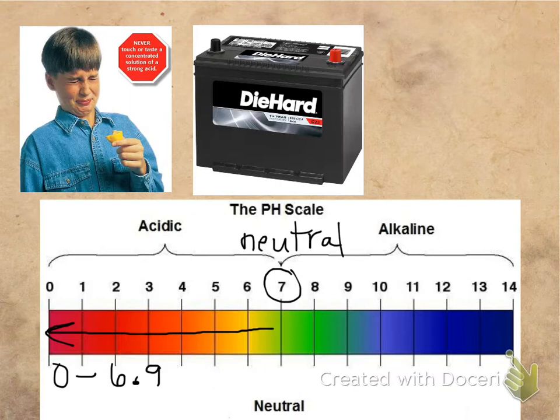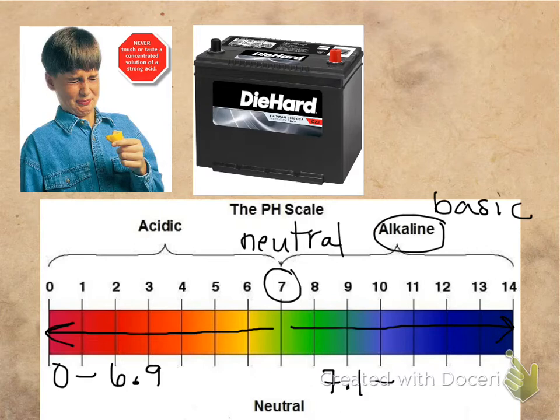Now on this scale, if you move over to the right, you can see that something is a base. Here they call it alkaline. Alkaline just means basic or a base. Okay, so as you move away from the 7 in the other direction towards the 14, you're becoming a stronger and stronger base. It's becoming more corrosive and more dangerous. So the pH for a base is between 7.1 to 14.